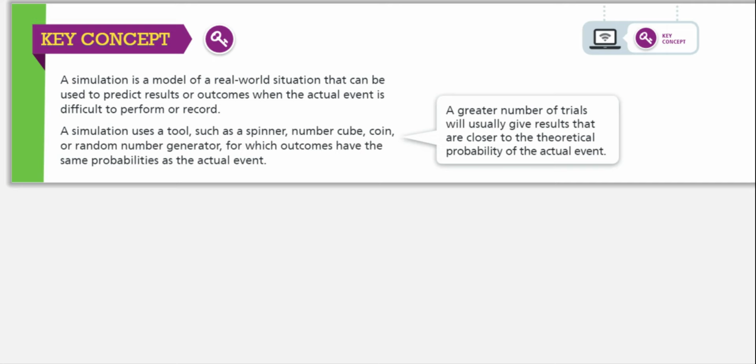All right, a simulation uses a tool such as a spinner, number cube, coin, or random number generator. So most of these questions are using a random number generator for which outcomes have the same probabilities as the actual event. So again, using a simulation is to help you predict something that's going to happen. And in this section, we're talking about compound events. So they're talking about something happening more than once in a row.